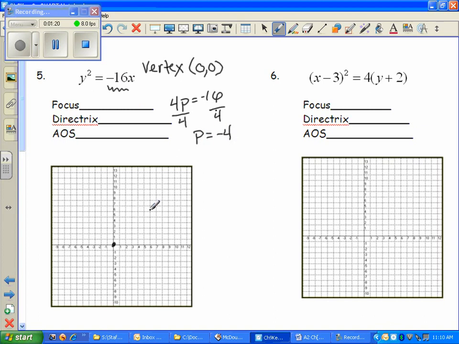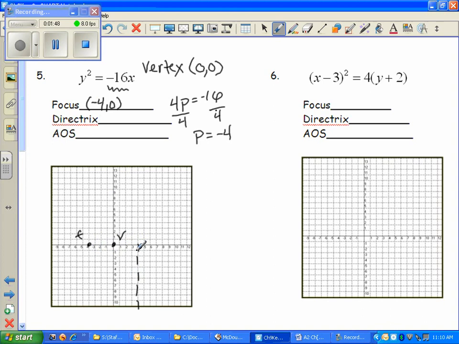Once we get the p value, since we'd already decided to the left, we're going to move to the left 4 and make a dot there. This will be the focus. This is the vertex. Let me write this point down for my focus here. It's at -4, 0. To find the directrix, it's on the opposite side of the vertex, same amount, so 4 back from the vertex, and it is a line.